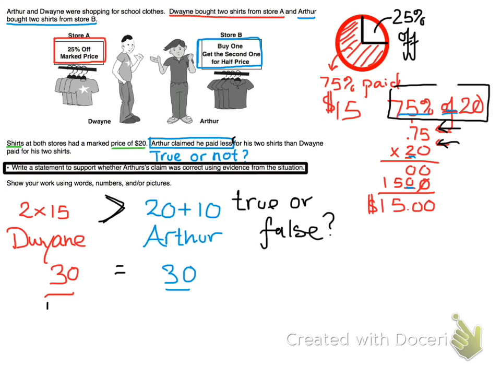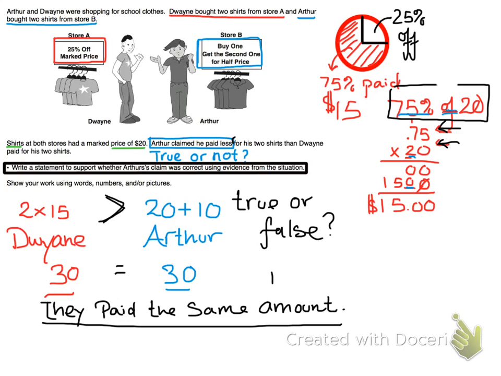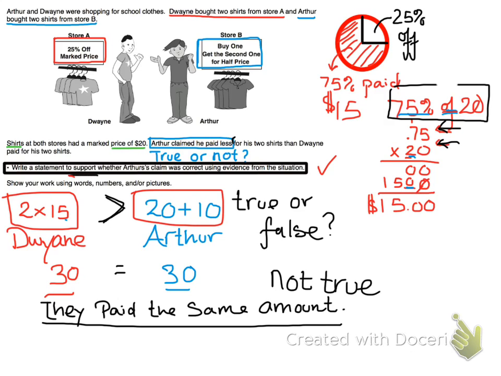Those are equal amounts. So I'm going to put my answer in a statement here. They paid the same amount. Okay? So Aurther's claim is not true. Okay? So hopefully you found that same answer, and if you didn't, hopefully this video would help you figure out how to find that answer.